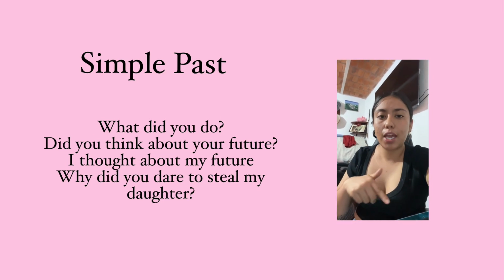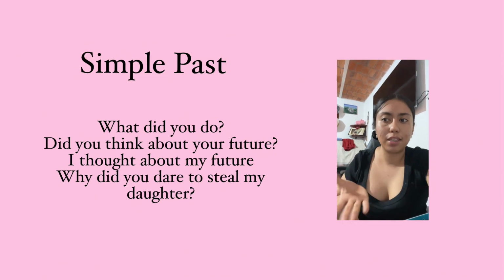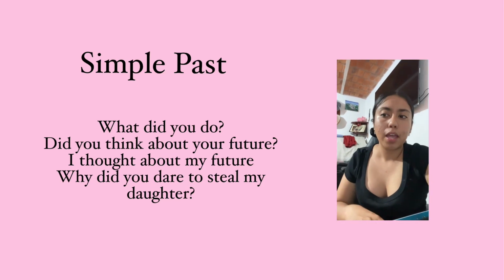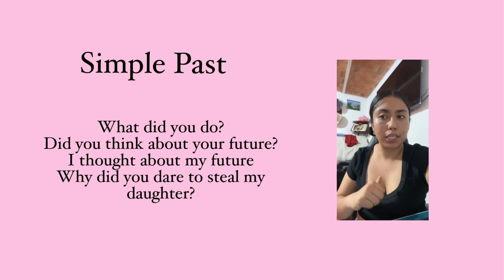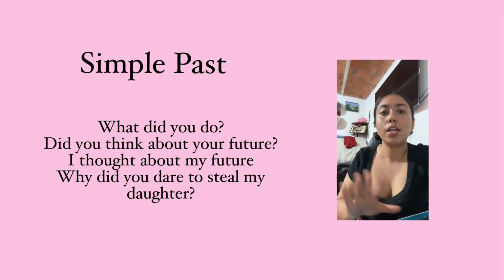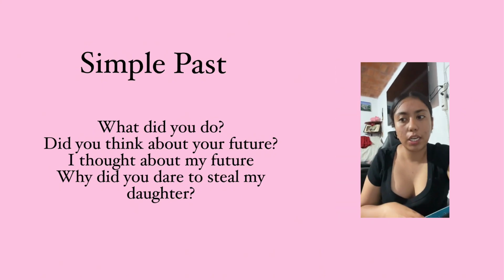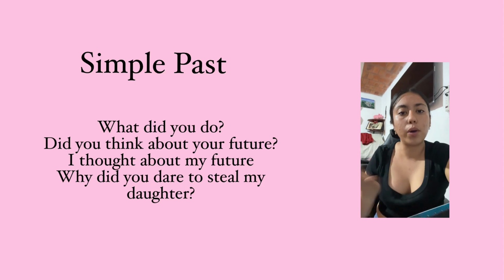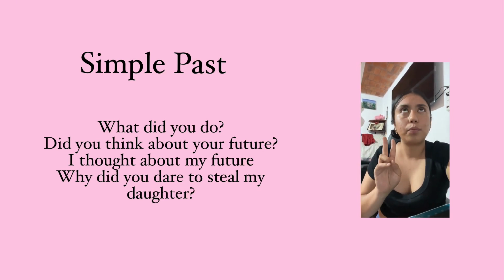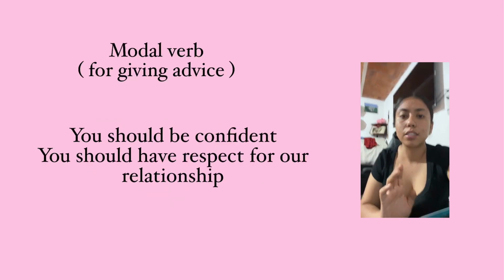In the other sentence, the next is a statement: I thought about my future. I is the subject, thought the verb in simple past, about a preposition, my a possessive adjective, future a noun. The last question is, what did you dare to steal my daughter? What is the question marker, did the auxiliary, and you the subject. Dare to steal are two verbs for the question, my a possessive adjective, and daughter a noun in this case.